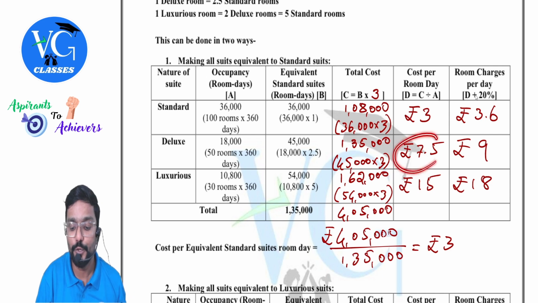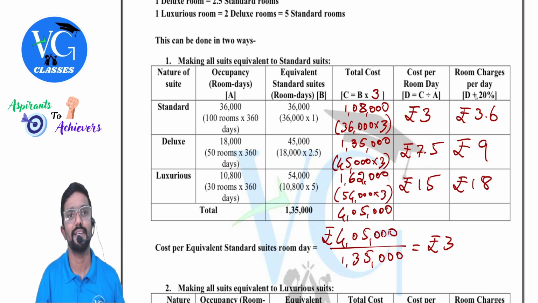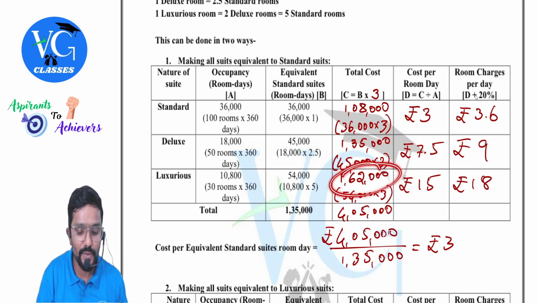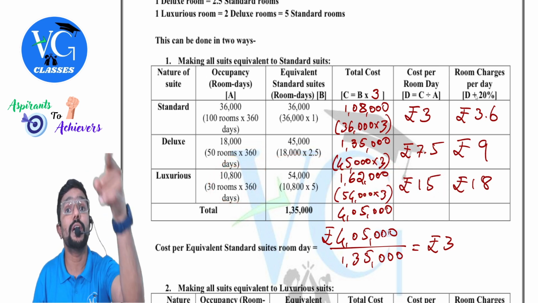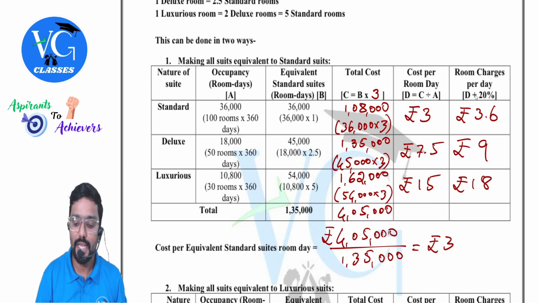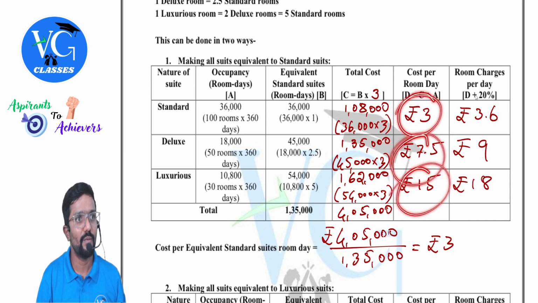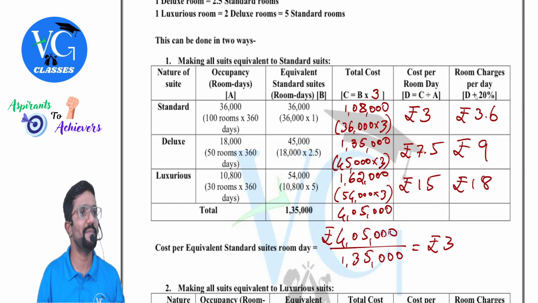Check it. Is it 2.5 times of 3? Yes. Next, 1,62,000 divided by 10,800. You will get 15, the cost per luxurious room day. Is it 2 times of my cost per deluxe room day? Yes. Now they want to add 20% profit on it. So add 20% for this. What are the room charges? 3.6, 9 and 18. That means if you come to my hotel to stay in a luxurious room, per day, how much will I charge you? 18. Per room per day, I will charge 18, guys.